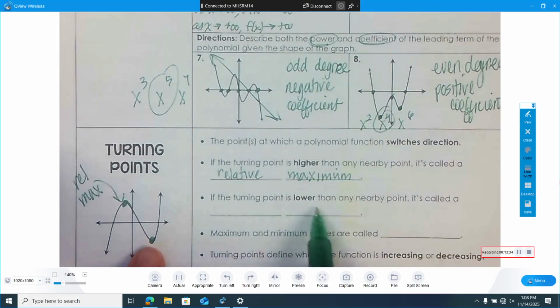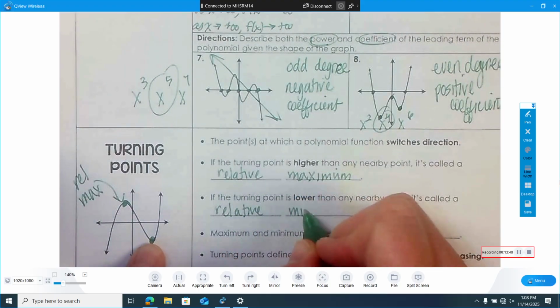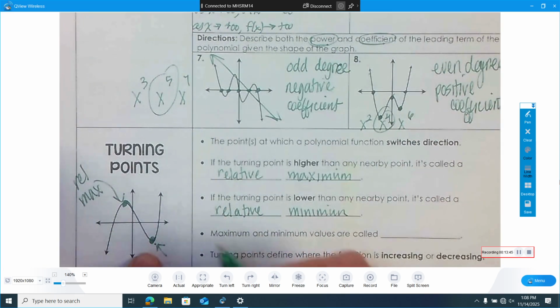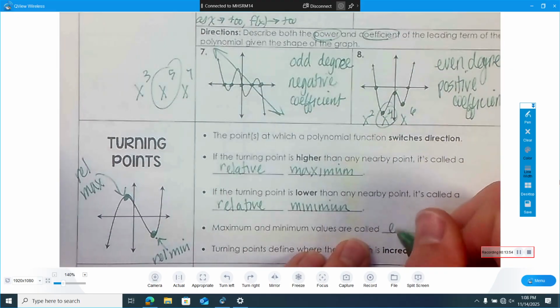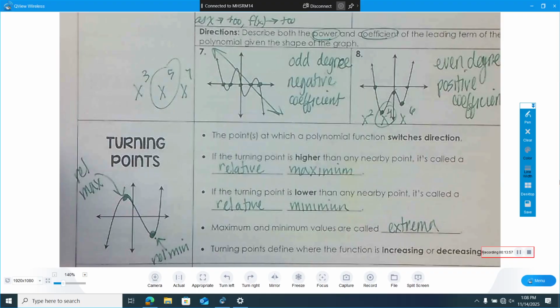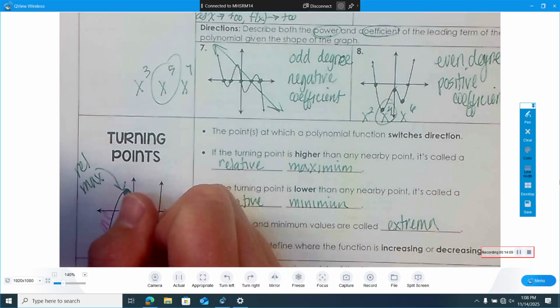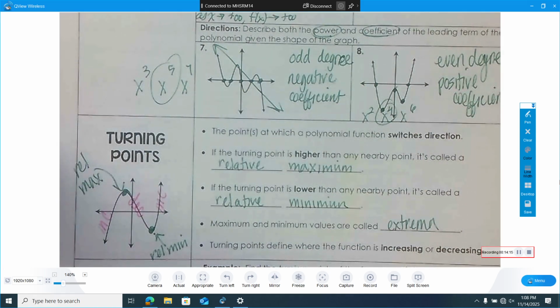If the turning point is lower than any nearby point, it's called a relative minimum. So this point right here at the bottom of the valley is called the relative minimum, okay? So we have a relative max and a relative min. Maximum and minimum values are called extrema. And these turning points help us figure out where a function is increasing or decreasing. So we have our increasing going uphill, we are decreasing, and then we are increasing on that next little interval, which we've talked about before.